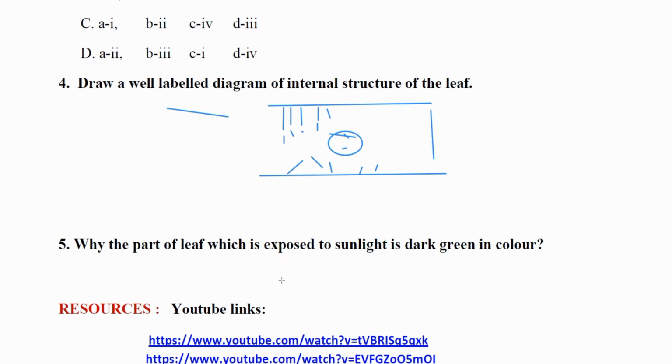Why is the part of the leaf which is exposed to the light dark green in color? Because it reflects the green light. Because of reflecting the green light, it looks green in color. Already you know that of the colors of light, photosynthesis is carried out in all colors except green.